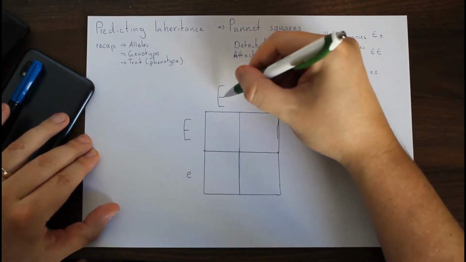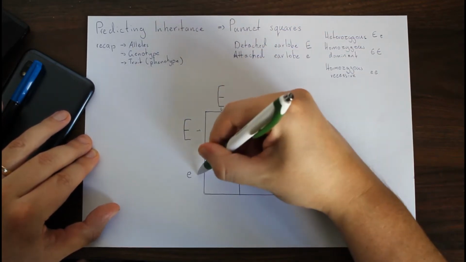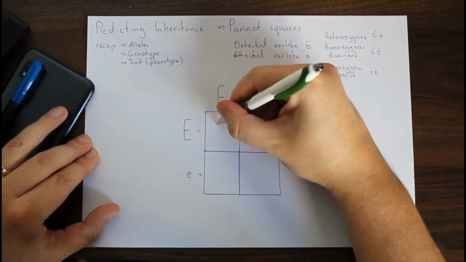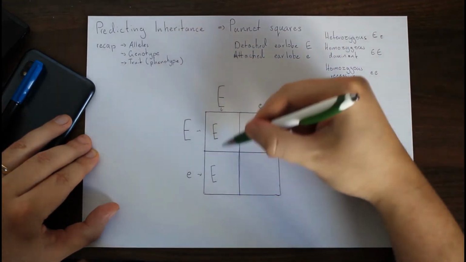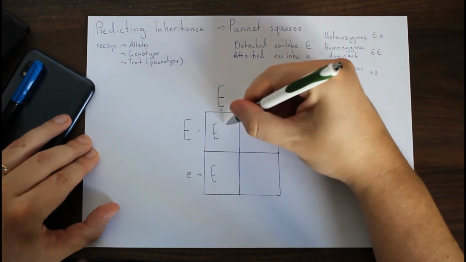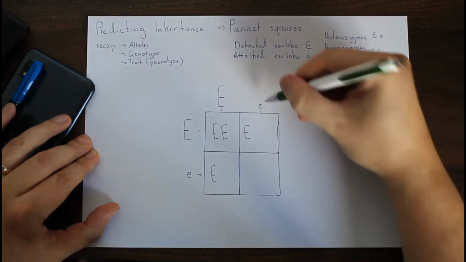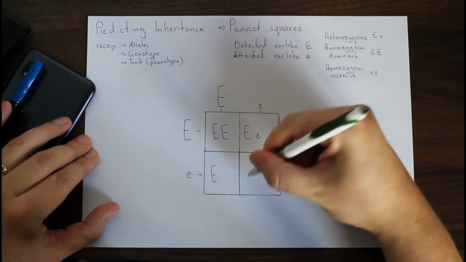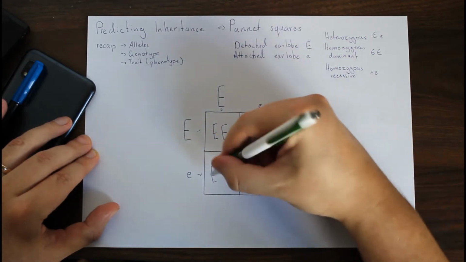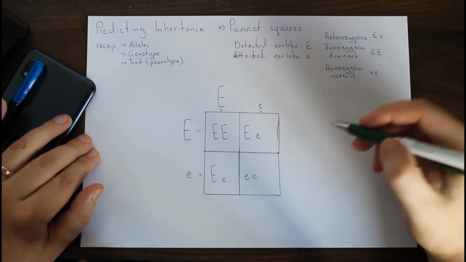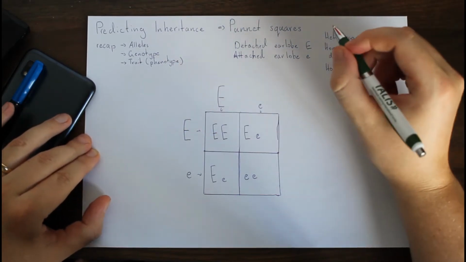So I'm going to start with my big E and I'm going to go down. This one's going to be going down, these ones are going to be going across. So any box that it goes through, I write big E, big E. Then I'm coming across here with my other dominant, so I get my second big E. Then I'm going to do my recessives, starting at the top, little e, little e. Coming here and then going across, little e, little e. And now I have all the potential genotypes of offspring for two individuals that are heterozygous.